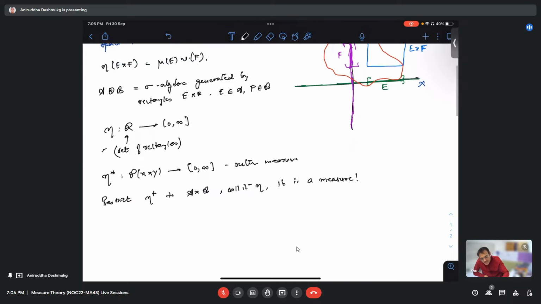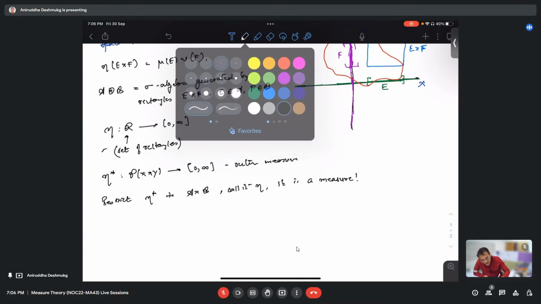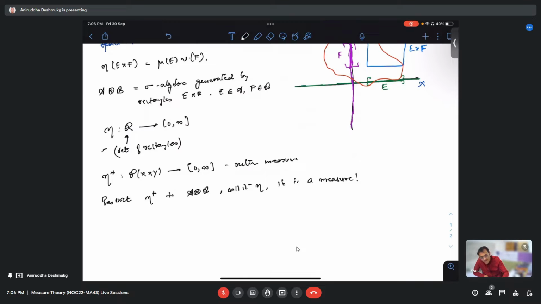But yes, as mentioned in one of the lectures, notice that this cross and this cross are of course the same. So, as mentioned in one of the lectures, this A cross B is not the set of all measurable subsets, not the set of all measurable sets.